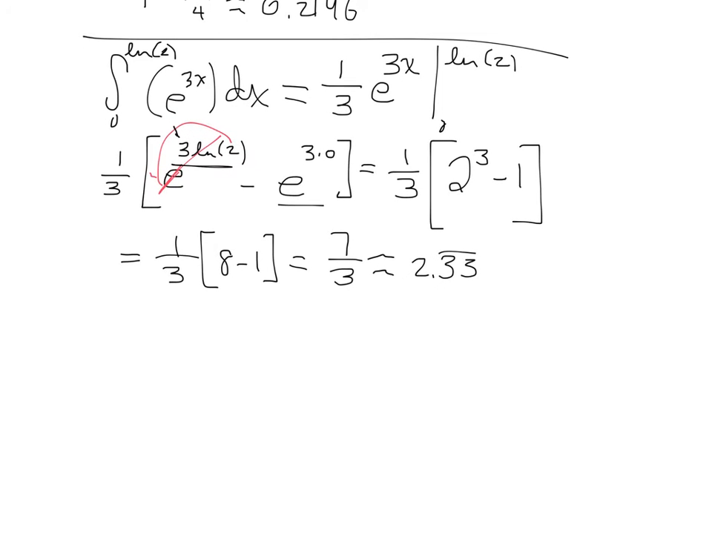So as you can see, the big thing is to understand how to take antiderivatives, which again is 4.8. That's why I mentioned you need to know 4.8 to be able to do 5.4.